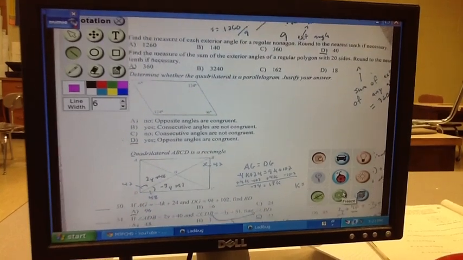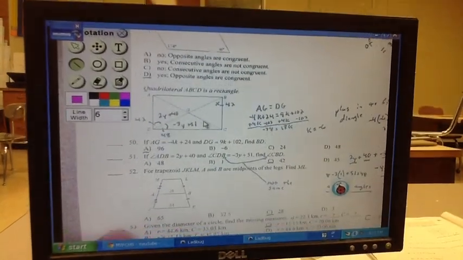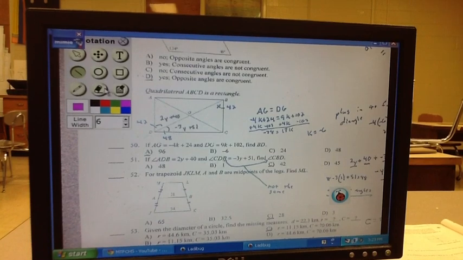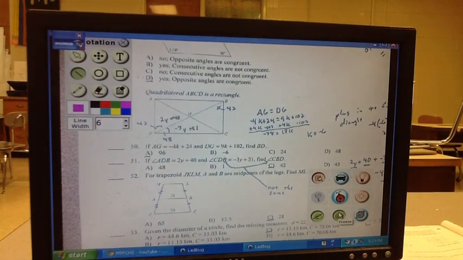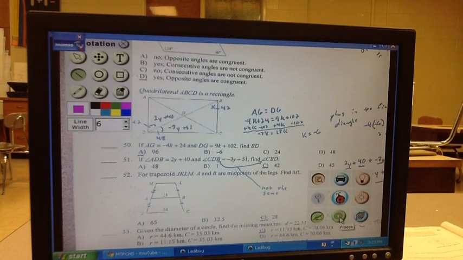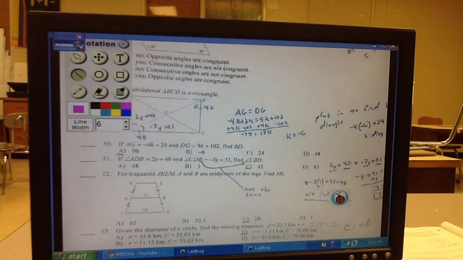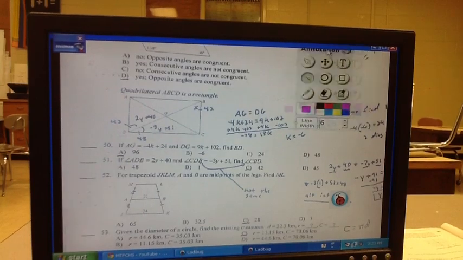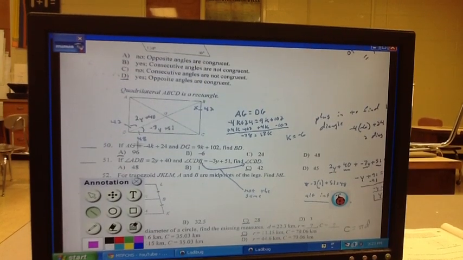Alright, moving on up. This picture looks like we have to deal with 50. Alright, and we're kind of cutting off. Let's see. Alright, we're going to move that. We'll move it somewhere.